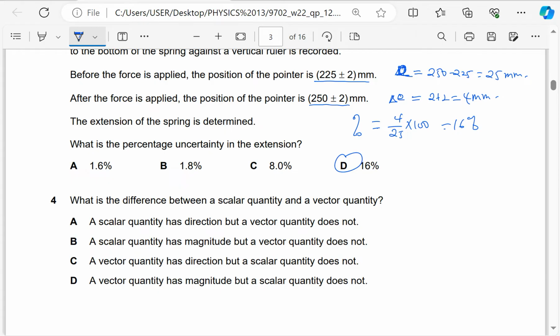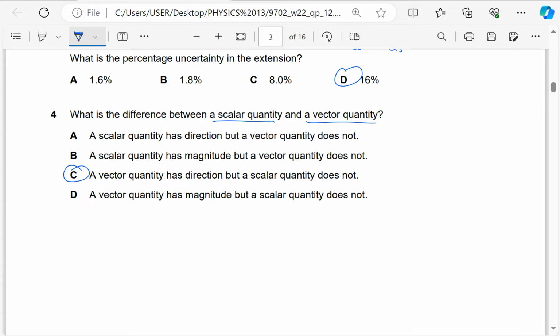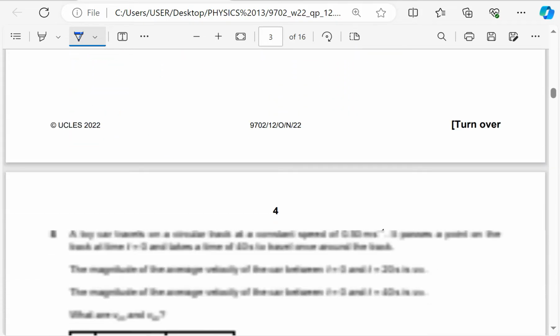What is the difference between a scalar quantity and a vector quantity? Of course, a vector has direction plus magnitude. A scalar has only magnitude. So a vector has direction, but a scalar does not. I think the answer is automatically C without checking the rest. A vector quantity has direction, but a scalar quantity does not, which is true. Of course, they both have magnitude. A scalar does not have direction.